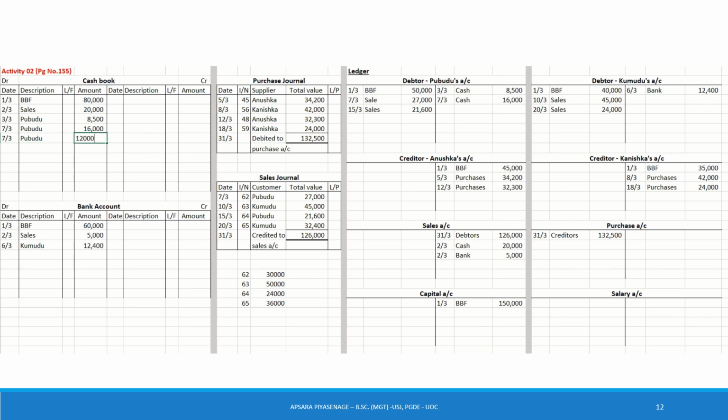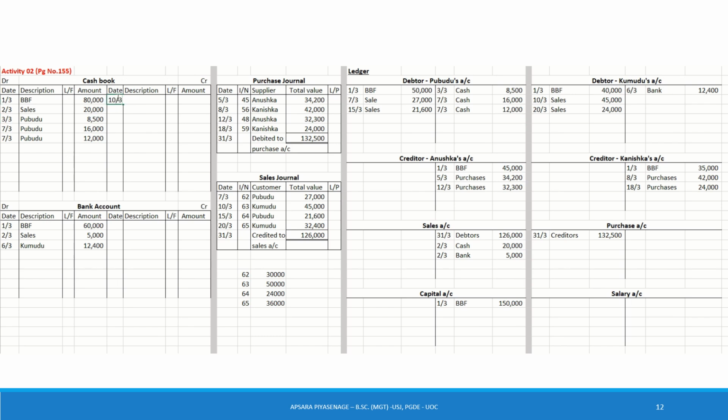$12,000. Then 7th of March, here we write cash 12,000. Then on 10th of March, they have deposited this check in the bank current account. So we have to remove it from the cash book and then record it in the bank account.